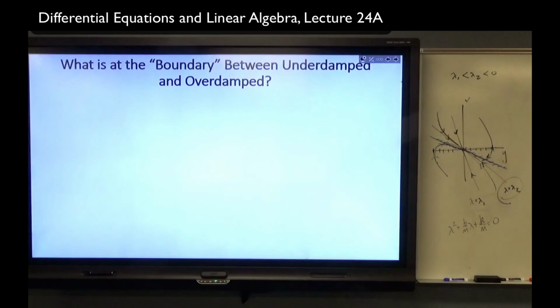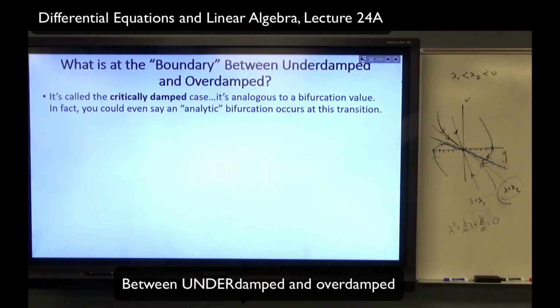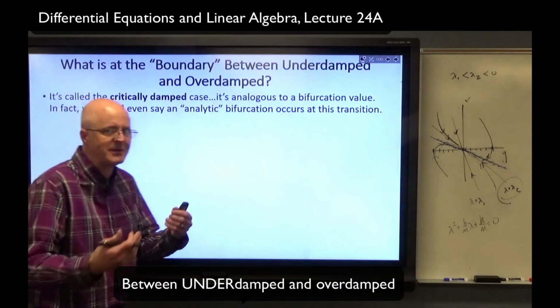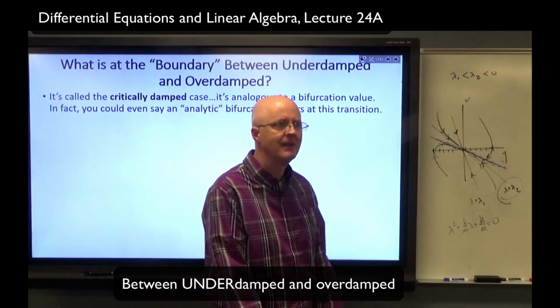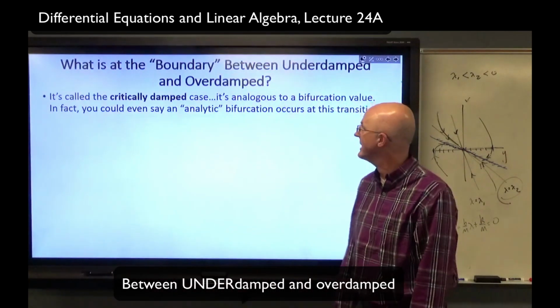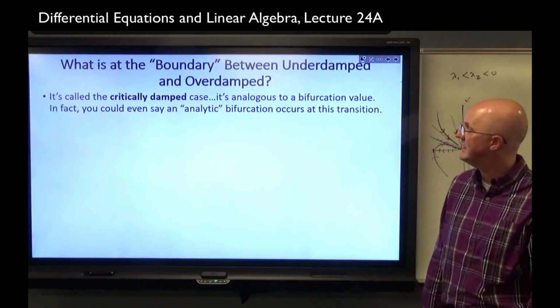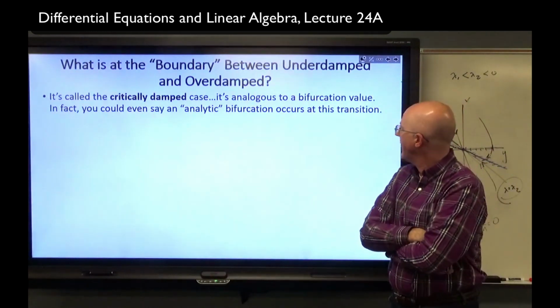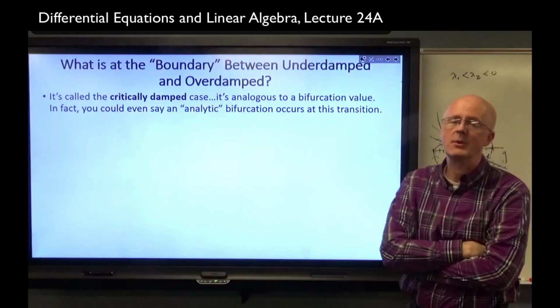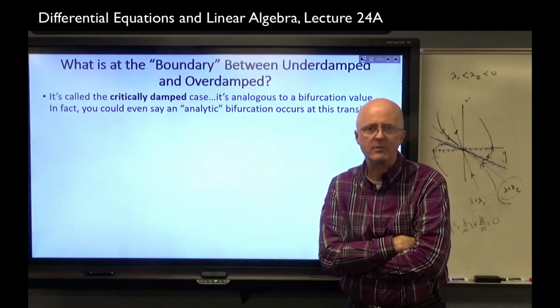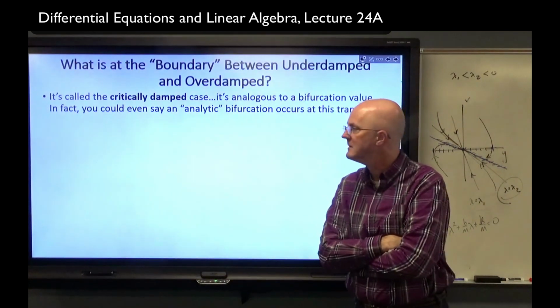What's the boundary between underdamped and overdamped? It's called critically damped, because it's the boundary, it's the critical point, so to speak. It's analogous to a bifurcation value. In fact, you could even say that a bifurcation occurs at this transition between underdamped and overdamped as B increases.